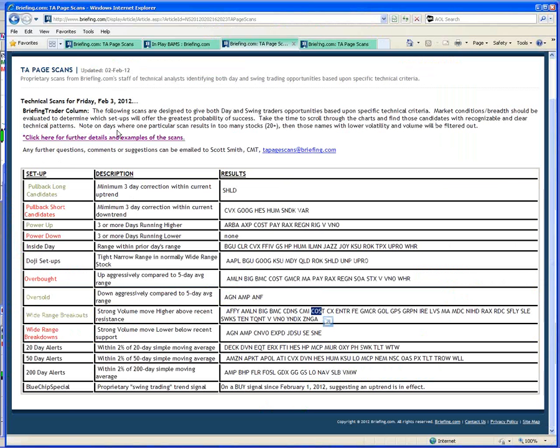I want to try to wrap things up here real quick. The last scan is what I call the blue chip special. I've been tracking this for probably about 9 months to a year now.